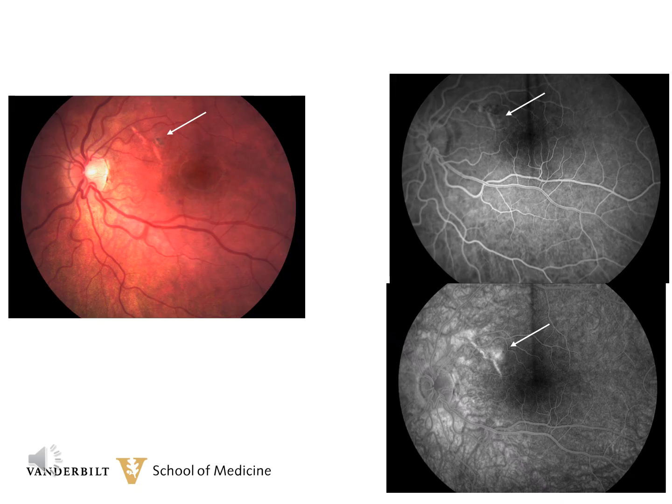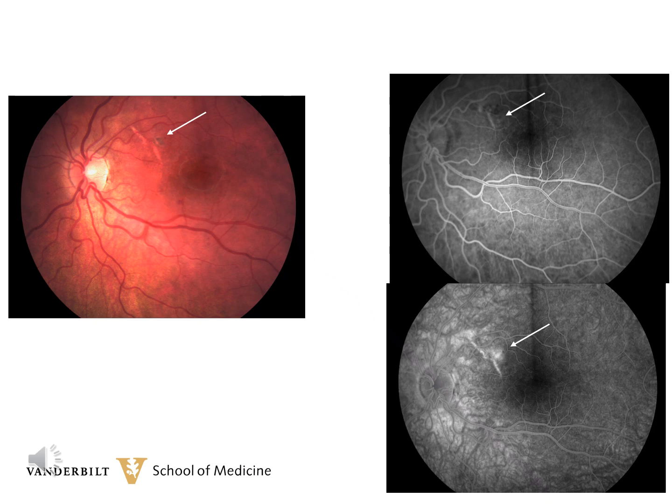Now, this is a particularly interesting case because there are 3 different reasons for hyperfluorescence in this patient. This is a 15-year-old girl who hit her left eye on the steering wheel during a motor vehicle accident. In the color photograph on the left, you can see the choroidal rupture, and you can see the white arrow that points to a pigmented subretinal neovascular membrane.